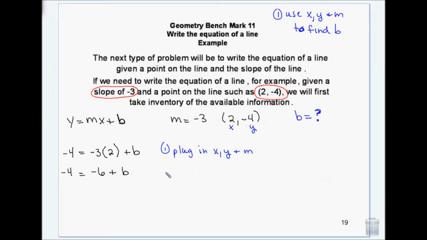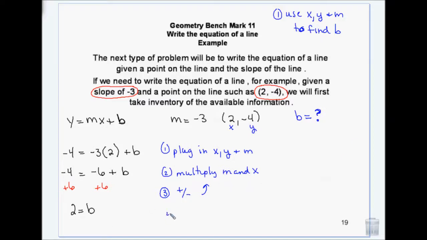So I multiply m and x. Then I'm going to add 6 to both sides. So that would be add or subtract whatever I got there. And negative 4 plus 6 is 2. So I found b.